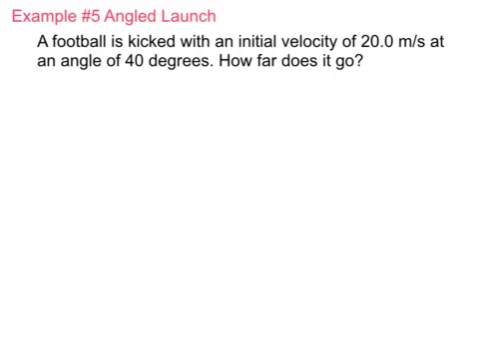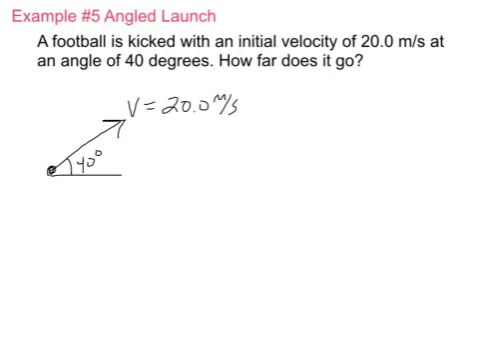Okay, so example number 5. This is a different example than what's in your reading packet, so you should copy it down in your notes. A football is kicked with an initial velocity of 20 meters per second at an angle of 40 degrees. How far does it go? So this thing is kicked at 20 meters per second, angle of 40 degrees.